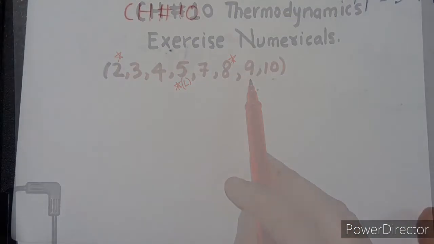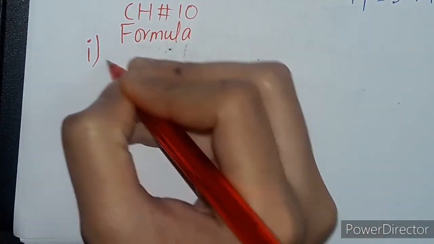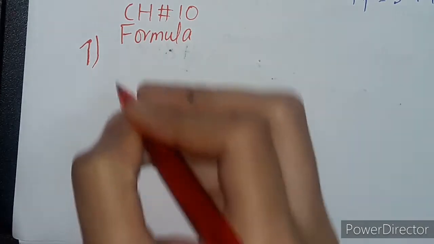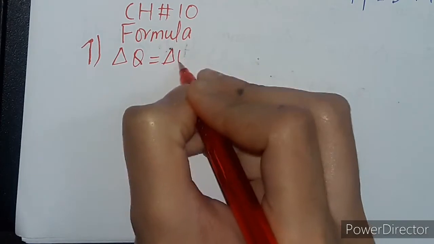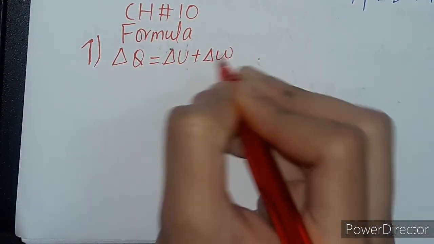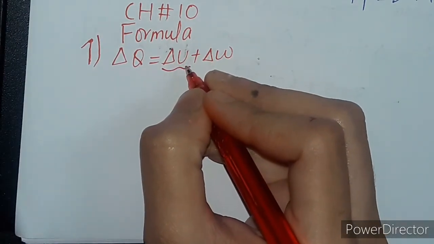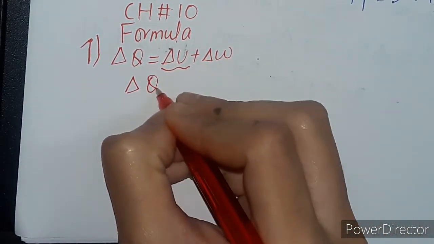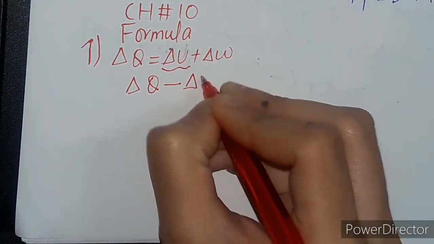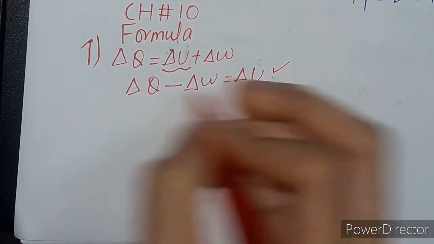We should know which formulas we use in this chapter, so I will tell you. The first formula is the first law of thermodynamics, del Q is equal to del U plus del W. By rearranging it, we can find the change in internal energy: del U is equal to del Q minus del W. So this formula we will use.